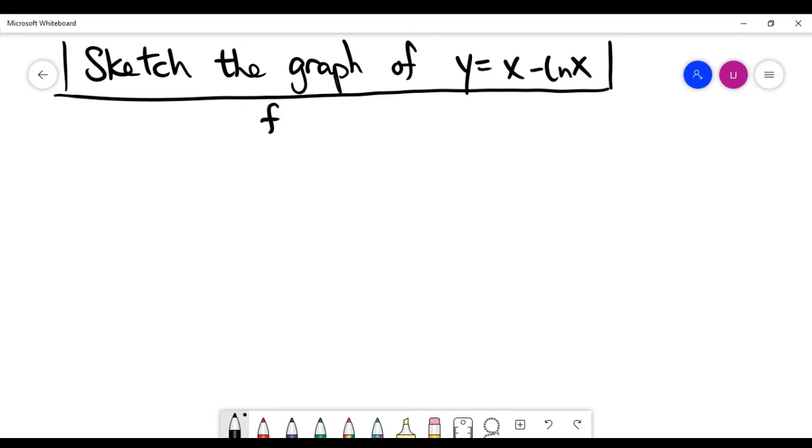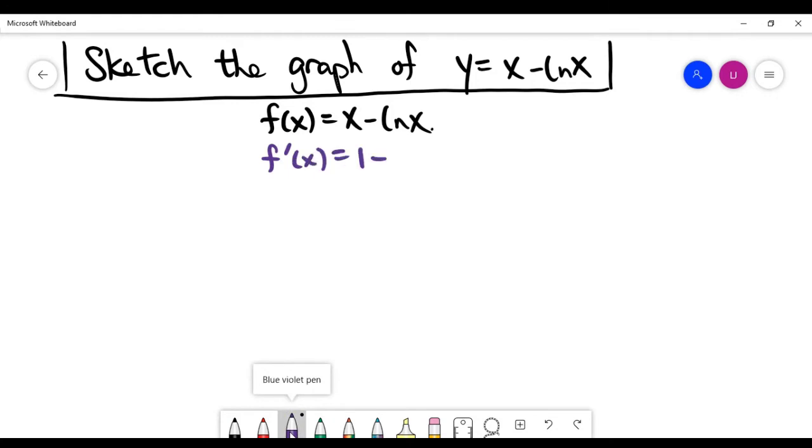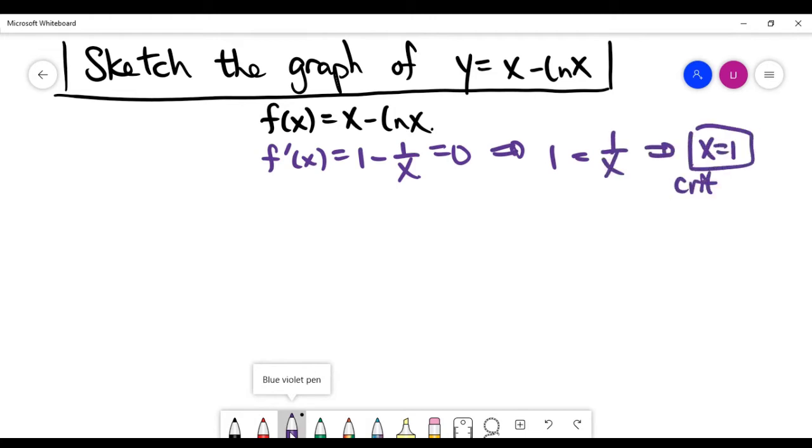First of all, f of x is x minus ln x, right? And we can get the f prime of x, which is 1 minus 1 over x, and to get all the critical numbers, we can make it 0 and solve it. The next equation is 1 equals 1 over x, which means x equals 1 is actually a critical number.